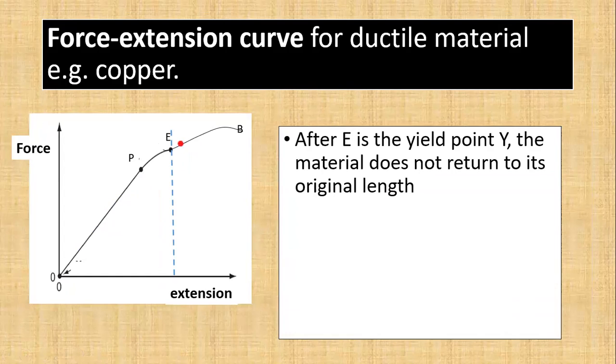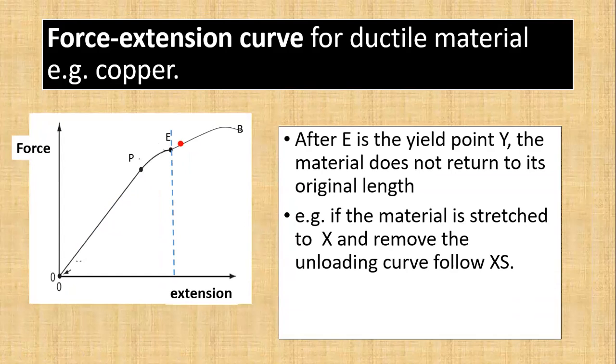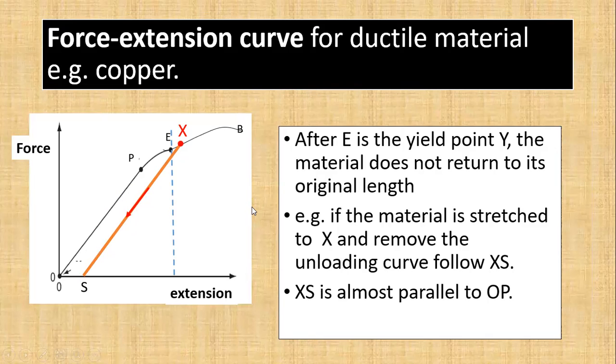Right? And after E is a yield point. That's all. So if the material is stretched to X, the point there, then how do you draw the graph after you remove the load? You will follow this line, which is almost parallel to this line. So we put an arrow there to show that we are unloading it, removing the load each step of the way. So it will come to S. Right? So it's permanently stretched already. No more return to original length. So X is almost parallel to OP. That's to remember.